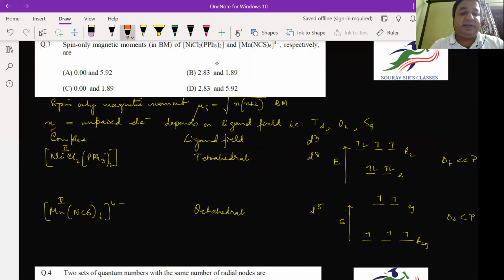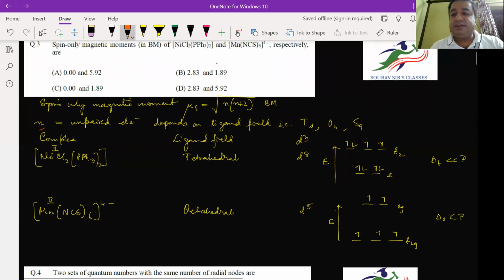Now for Mn(NCS)6 4 minus, this will be having an octahedral field because there are six ligands over here, and Mn2+ means this is going to be a d5 system. So for our octahedral field, we have the t2g and then followed by eg.